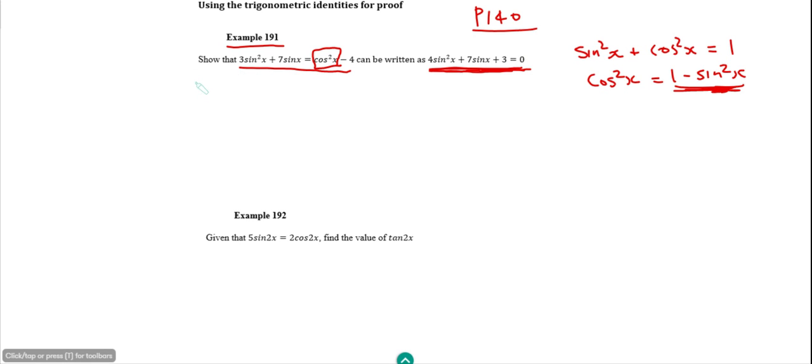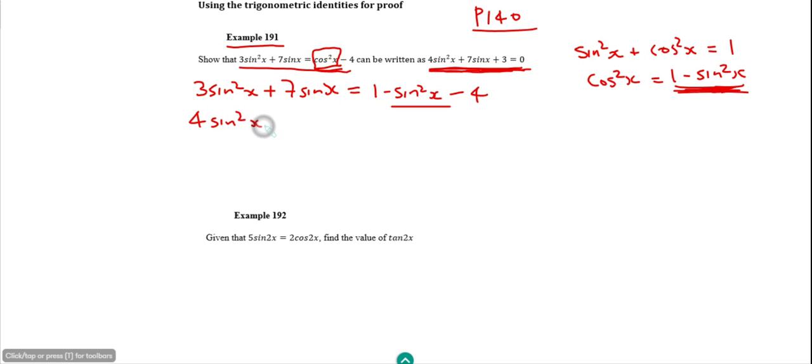And so if we do that, we'll get 3 sine squared x plus 7 sine x, which we already had, and that's going to be equal to 1 minus sine squared x, so replacing the cos squared x by the 1 minus sine squared x, and then take away 4. And now we're just going to get everything over to the left-hand side of the equals. So we're going to add sine squared x to both sides, and we'll get 4 sine squared x.